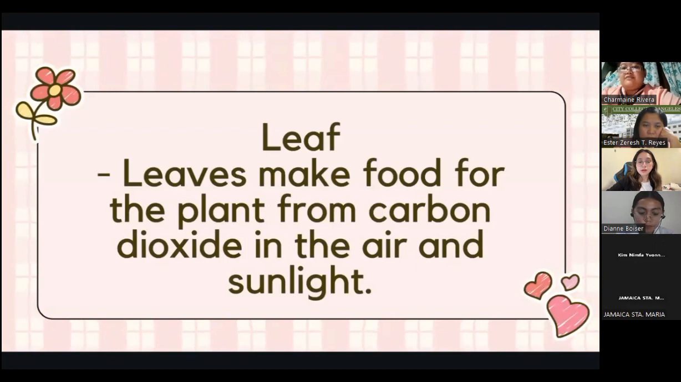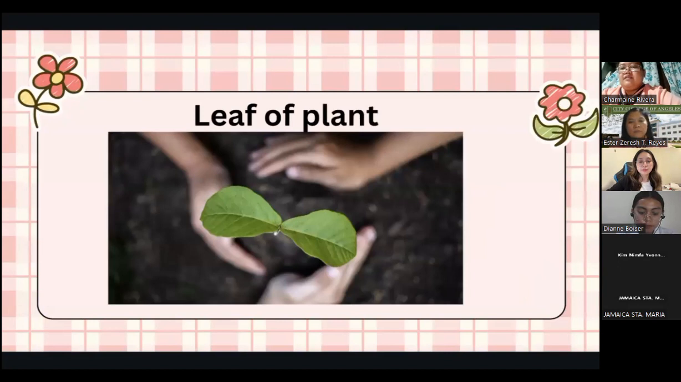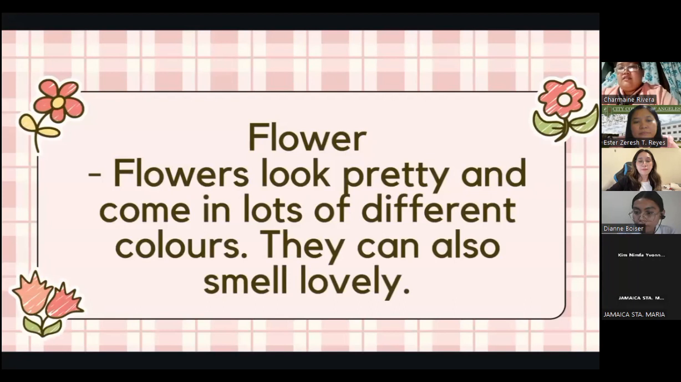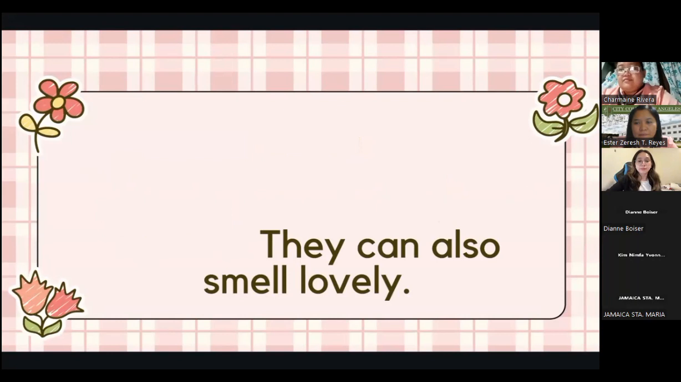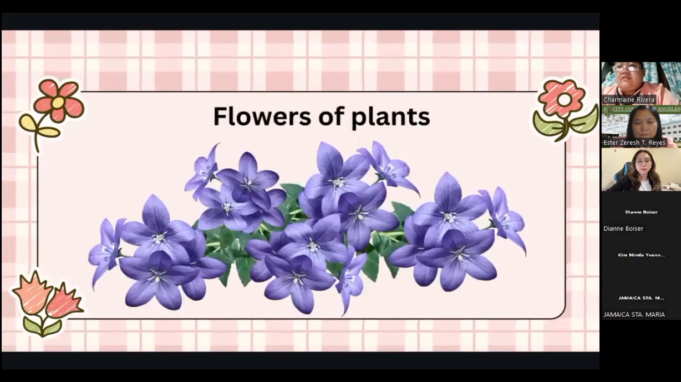The third one is the leaf. Leaves make food for the plant from carbon dioxide in the air and sunlight. This is the picture of the leaf of a plant. And the flower look pretty and come in lots of different colors. They can also smell lovely. This is the flower of a plant.